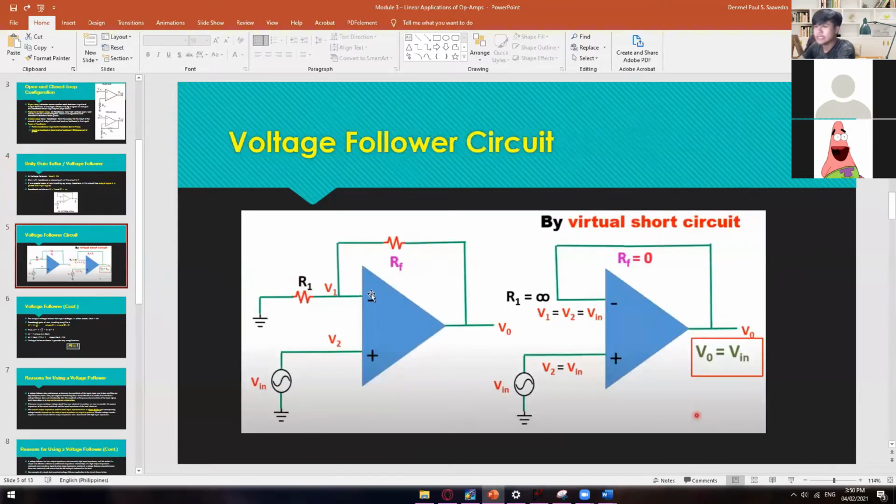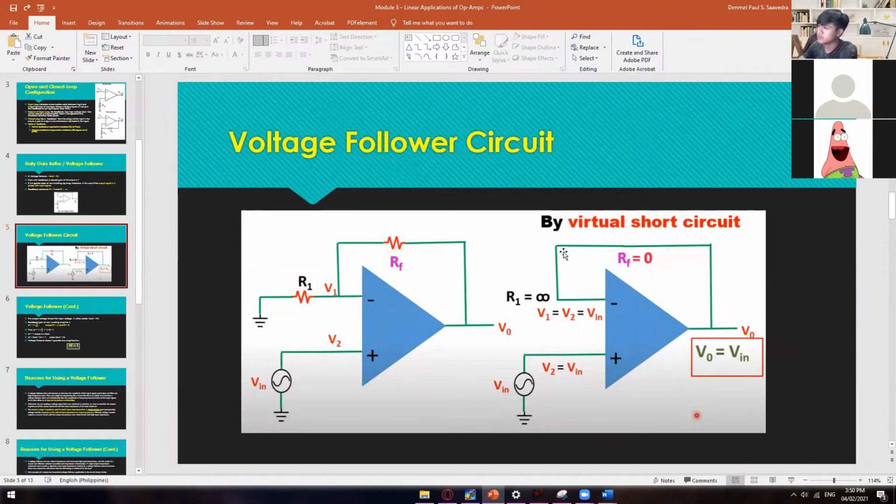Anyway, here's the voltage follower circuit. So we have here the R1 and then the RF, and then of course this one should be grounded. And then we have here the voltage input, which is connected with the non-inverting input. And then we have here the output.